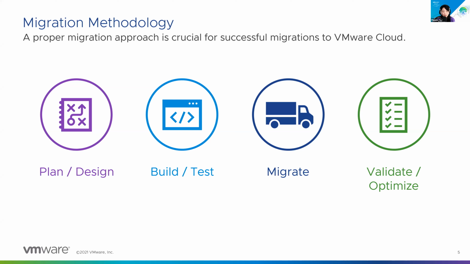So those are some of the things that you want to think about when you are planning for your migration. And of course, after that, you would want to build your target environment. You would want to build and test the migration path as well. There are different connectivity options you can use between your on-premises environment and the cloud environment for you to migrate your workloads. So you want to build and test that out, make sure everything is working well.